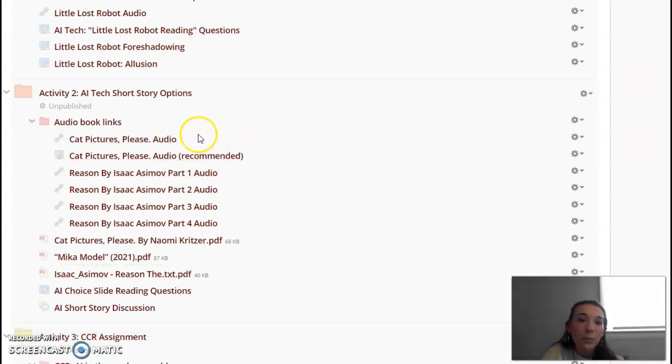I do have audiobooks for Cat Pictures, Please, and for Reason by Isaac Asimov, but I do not have an audiobook for Mika Model. So once again, you're picking one of these three and then completing the reading question slides.